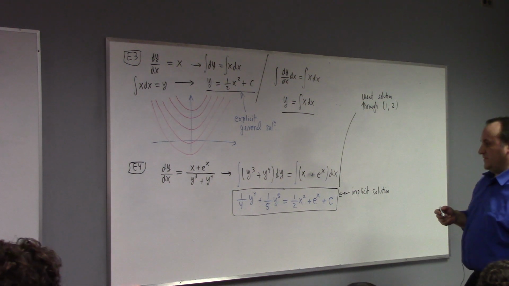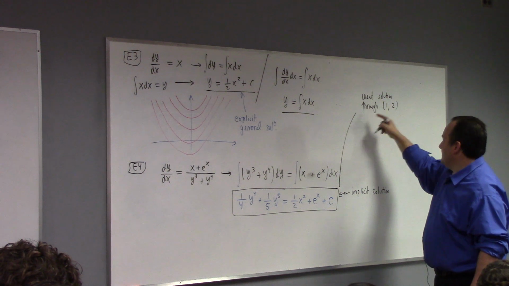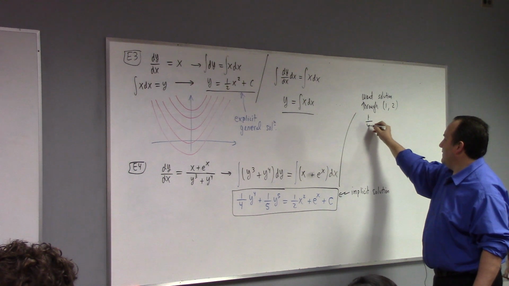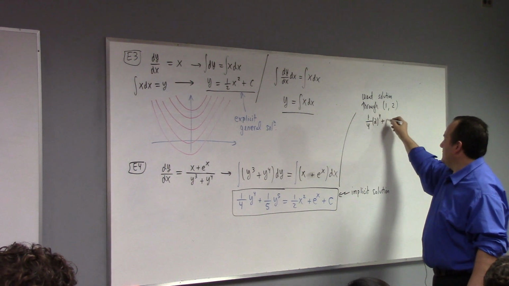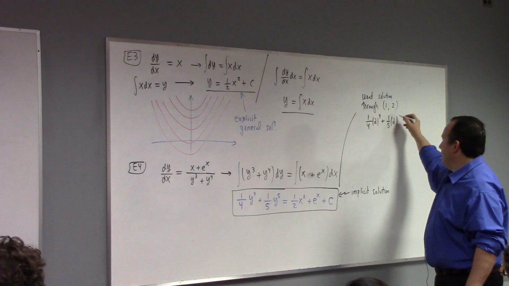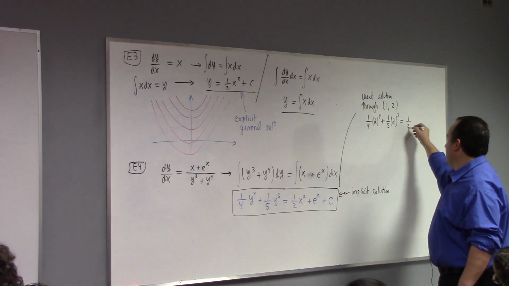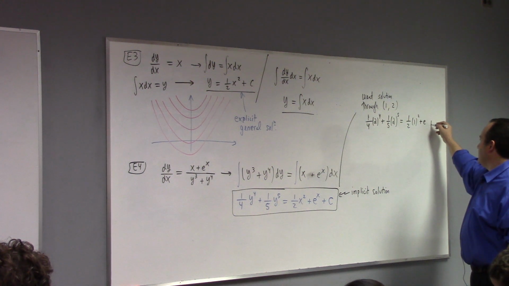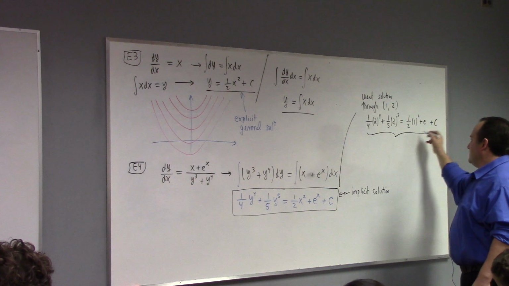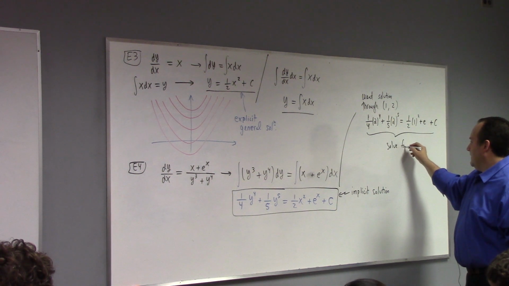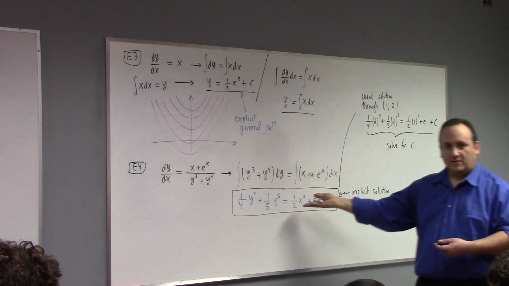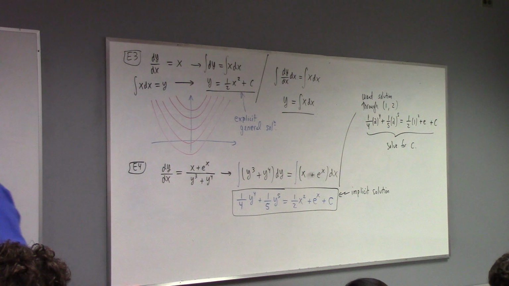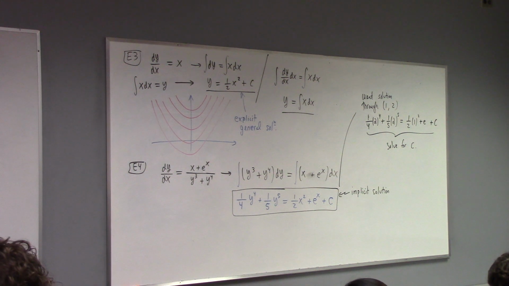Then what does that tell me c is? I plug this point into the general solution, and what do I get? I get 1/4 of 2 to the 4th plus 1/5 of 2 to the 5th equals 1/2 of 1 squared plus e to the 1, also known as e, plus a constant. And so solve that for c, and plug it back in here, you have the implicit solution to the initial value problem.